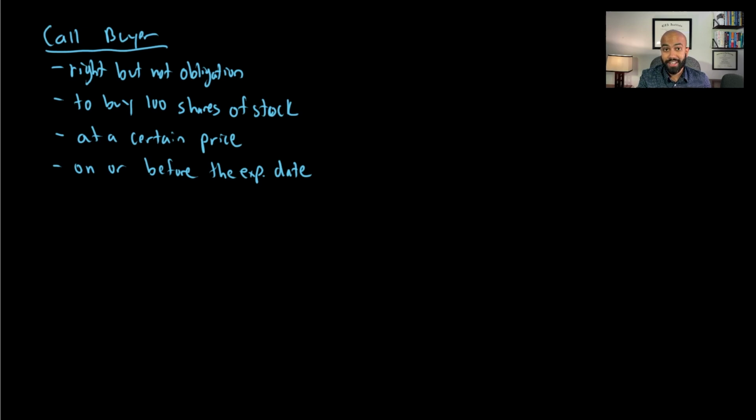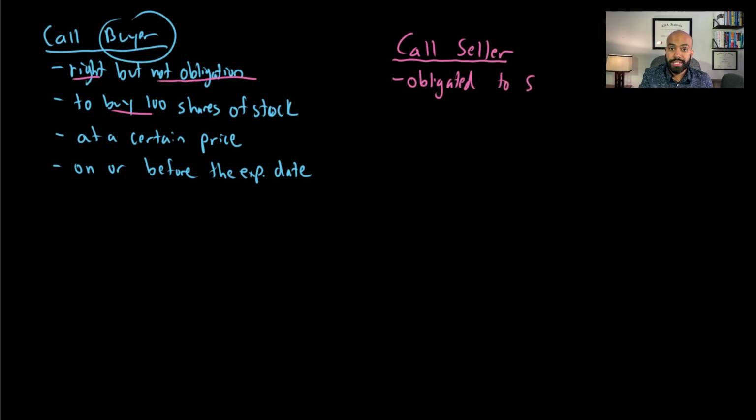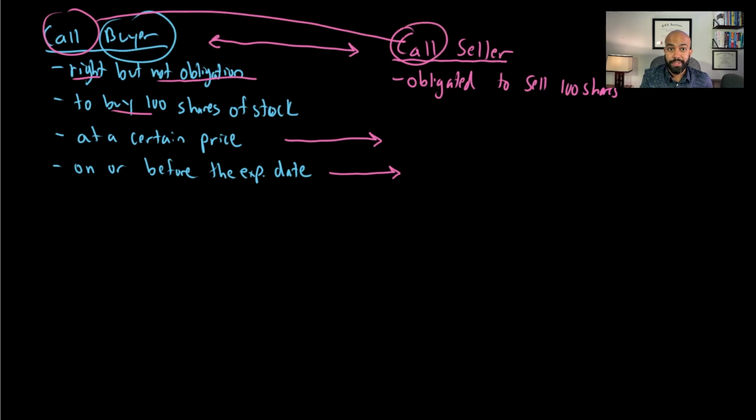Now remember the markets conversation we just had. If there's a call buyer, that means there must have been a call seller, or else this market would not exist. So if this call buyer has the right but not the obligation to buy 100 shares, then that means the call seller is obligated to sell 100 shares at a certain price on or before the expiration date. And so these two are on the exact opposite sides of the trades. This call buyer bought the call from this call seller. So if this call buyer has a right to buy 100 shares, that means this call seller is obligated to sell 100 shares at a certain price on or before the expiration date, if the buyer chooses to do so.